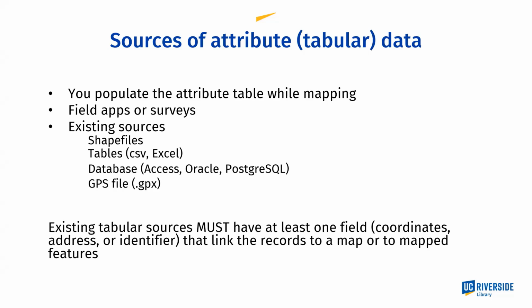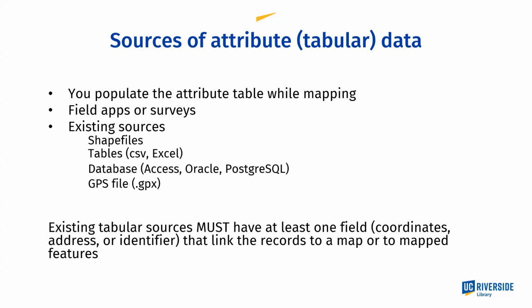Well, again, if you're creating the data from scratch, you can populate the attribute table as you're creating those features. You might have field apps or surveys that are generating data as people use them, walking around and observing things wherever they're going. Or you could, again, find existing sources. As I mentioned, shapefiles will have that tabular data in them. A CSV or an Excel or a Google Sheet can contain data, something from a database or a GPS file.